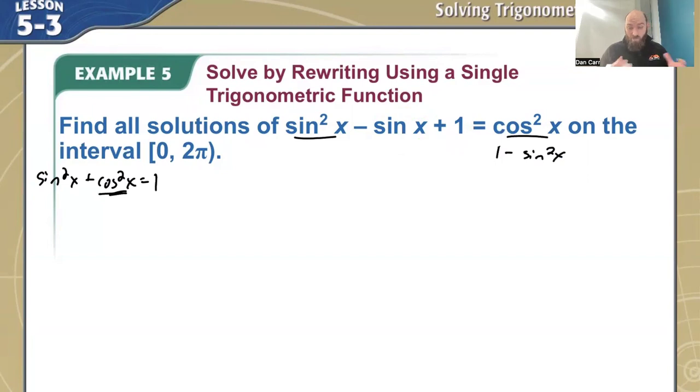Well, since it's a quadratic, we're going to treat it like that. I'm going to go ahead and start bringing things together. So for example, I can subtract 1 from both sides. I can also add sine squared x to both sides.